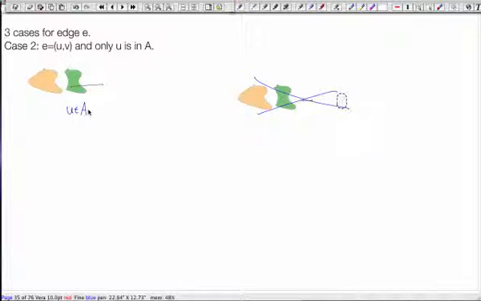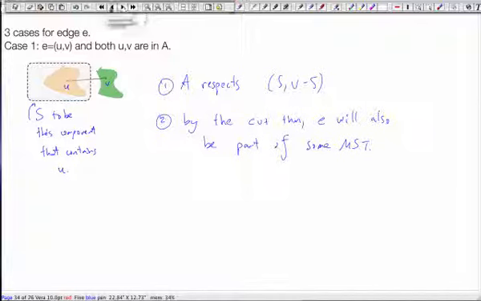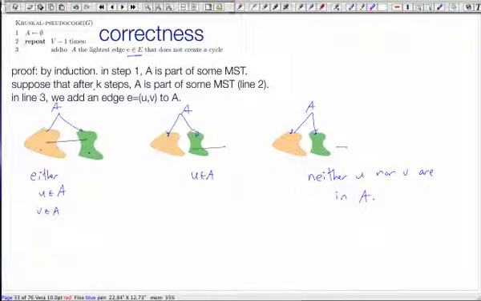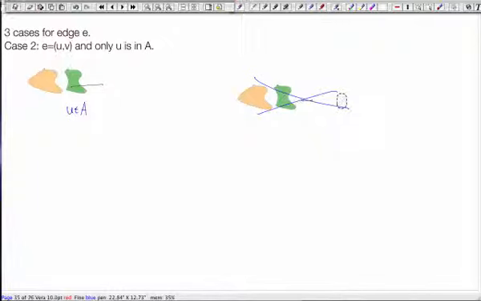Our goal is to argue that the edge, so notice Kruskal is going to add some edge to our solution. We want to argue that this edge is indeed going to be part of our solution. The way we're going to argue that is by using our cut theorem. So we say, well, consider what we've gone through. After k steps, A is part of some MST. We're going to add some edge to A. Well, that edge can either have both of its endpoints in A, one of its endpoints in A, or neither of its endpoints in A. We've already handled case 1, and now case 2, one of its endpoints is in A. We want to apply the cut theorem. With your neighbor, try to figure out what we have to do to finish the argument.